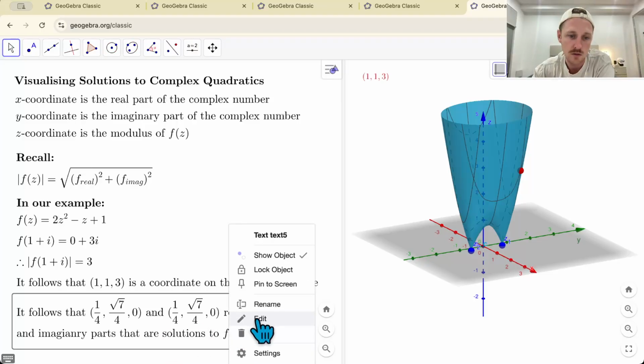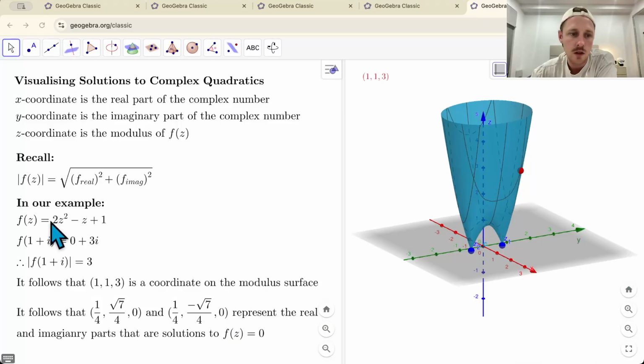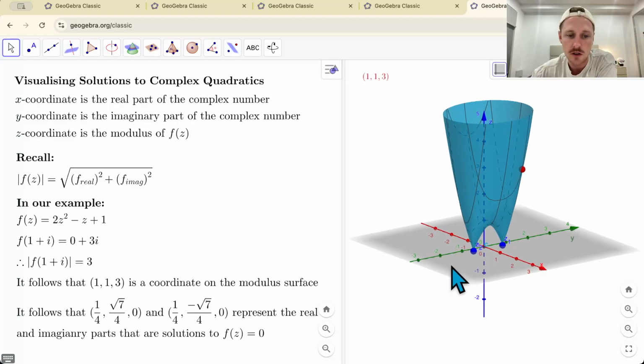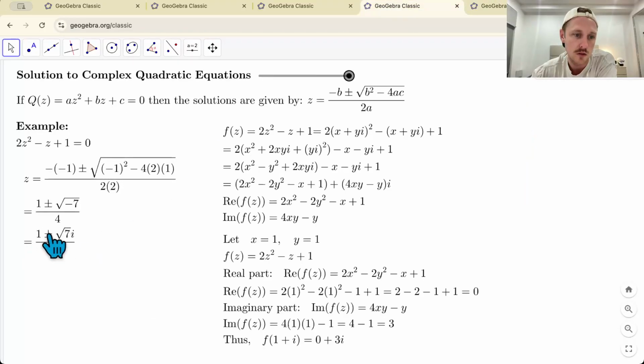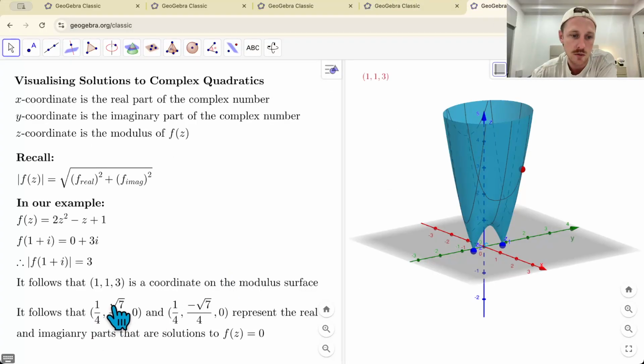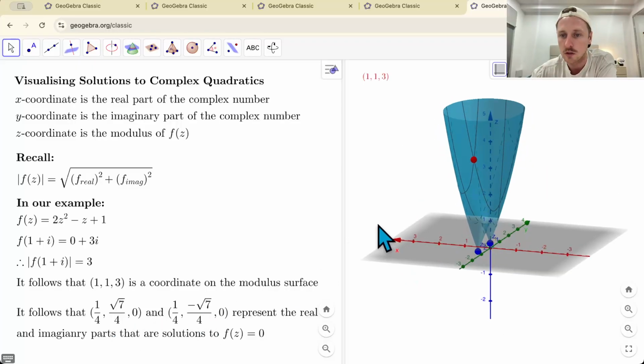And there's an error here, let me fix it. All right, hopefully you picked up my error there. It should be 1/4, root 7 on 4, 0, and 1/4, negative root 7 on 4, 0. And they represent the real and imaginary parts that are solutions to f of z equaling 0. And because we get a plus or minus component from over here, right? Plus or minus root 7i on 4. So remember, the x coordinate is the real input, the y coordinate is the imaginary input. And then you get this cool modulus looking surface thing.